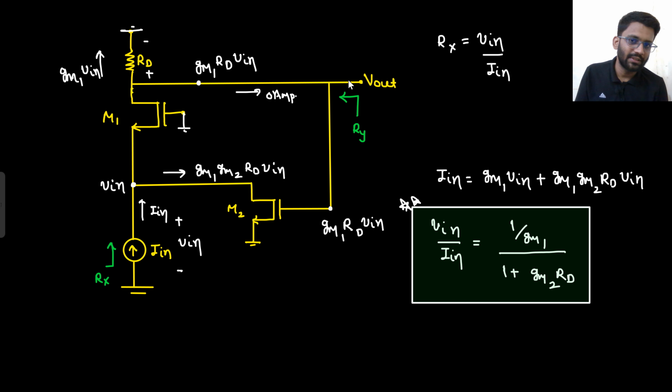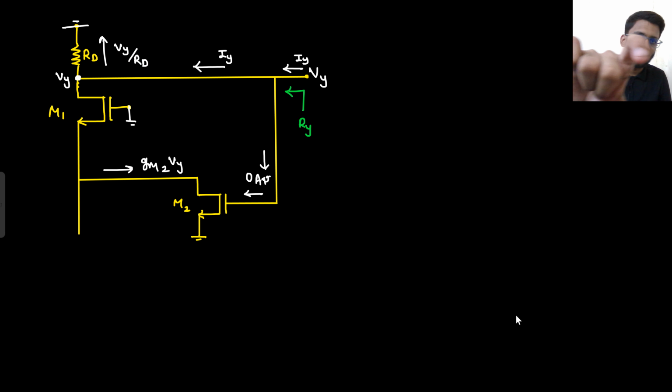Why is it so? Because there was no source here. But if you are calculating Vy at the output node, you are connecting a battery of Vy and getting Iy current out of it. So I have connected a Vy battery and I am getting Iy current out of it. So that means now it can drive some Iy current.